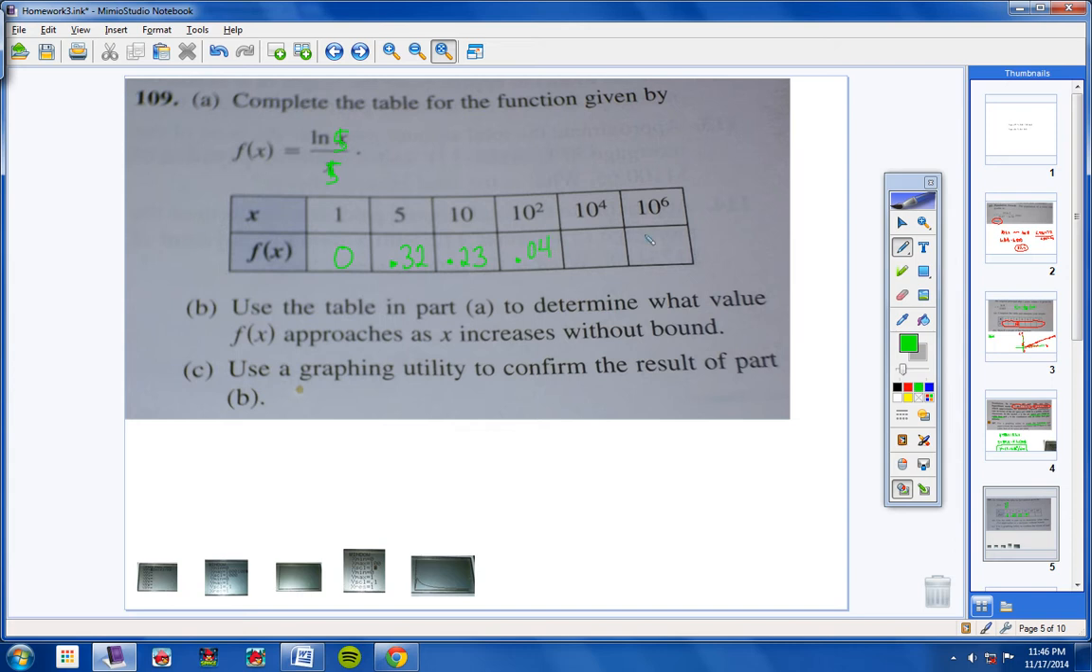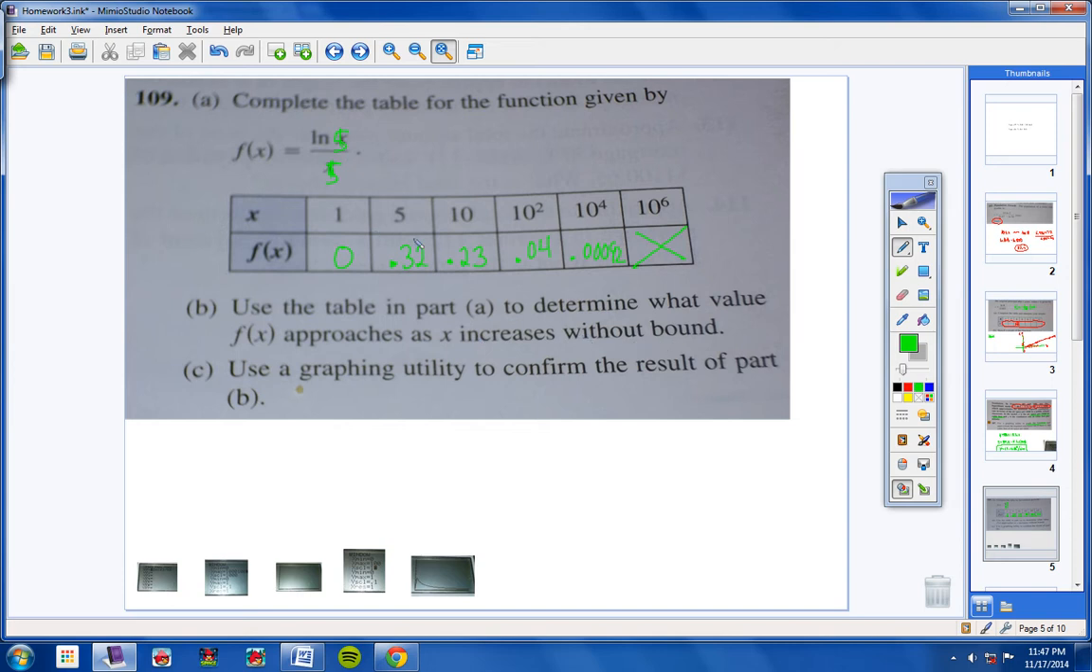and here is 0.00092, and then here it was a really small number, like 0.00000. I'm not sure how many zeros it was, but it's really a small number, and so I didn't fill that in. But anyways, you get the point, hopefully. So there we go. Okay, so we've used the table to determine what value f of x approaches as x increases without bound.